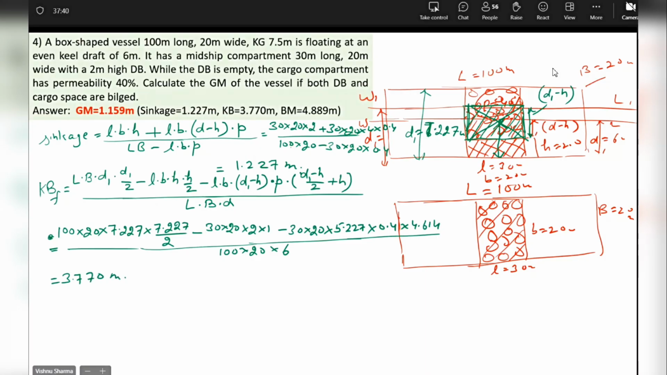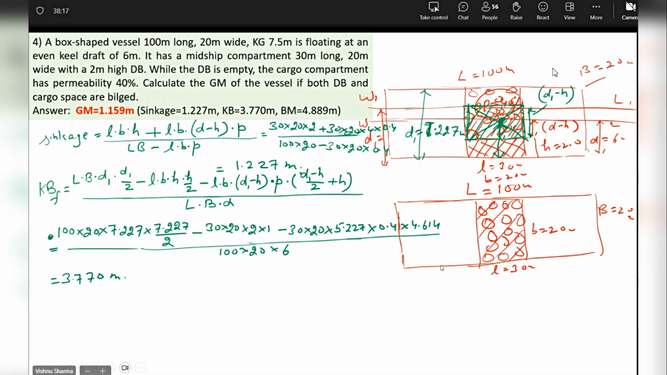Sir, please tell us about the lever, this D1 minus h by 2 plus h. I just told you. Where is the geometric center? Where is the geometric center of the green box? It is marked in the diagram. No, I've just marked it in the diagram, beta. Where is the geometric center of the green box? In the center of the green box, sir. And what will be its distance from the keel then? That is the lever. So tell me, how much is the distance of the geometric center up to the tank top, up to the DB top? How much distance will it be up to here? D1 minus h by 2 plus h.